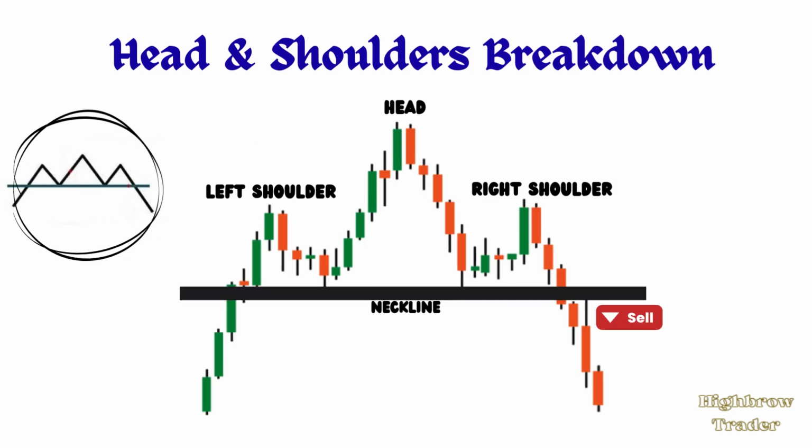The head and shoulders has 3 peaks, the middle one is the highest. It usually forms after an uptrend and shows that buyers are running out of steam. The key level here is the neckline.